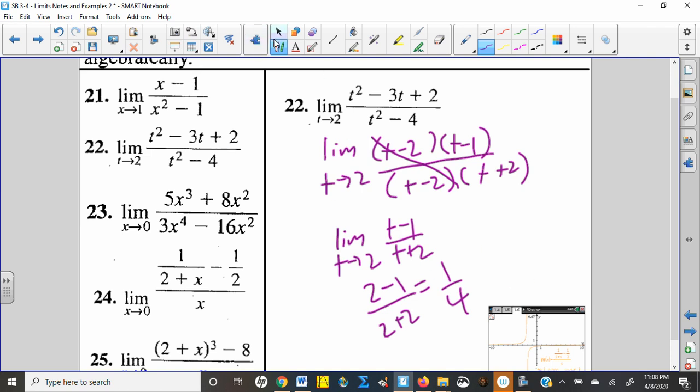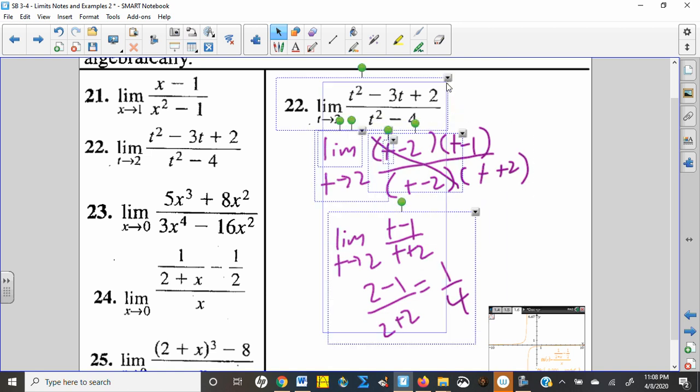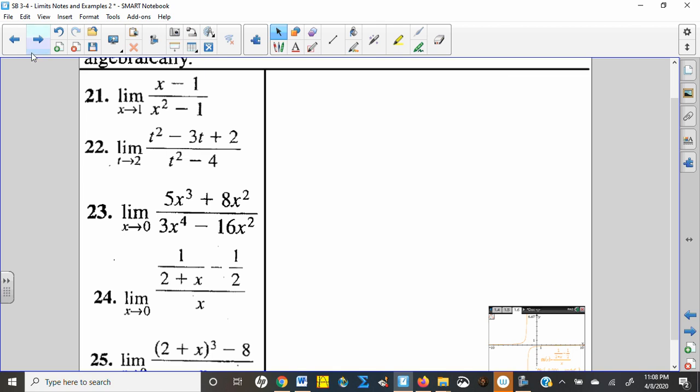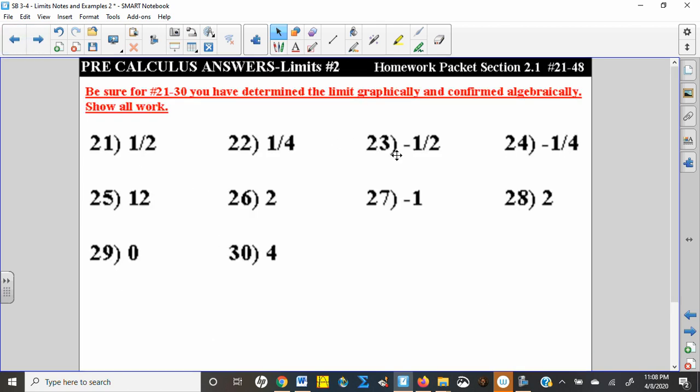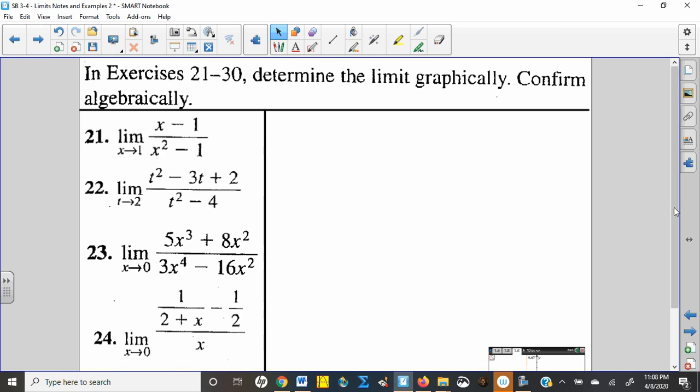23 is very similar. I think on 23 we would factor out an x squared. Once those x squareds go away, you can do your evaluation. I think on that one all you get left is 8 over negative 16 in the end. And what is that, negative 1/2? Yeah, negative 1/2. All right. 24 was a little different.